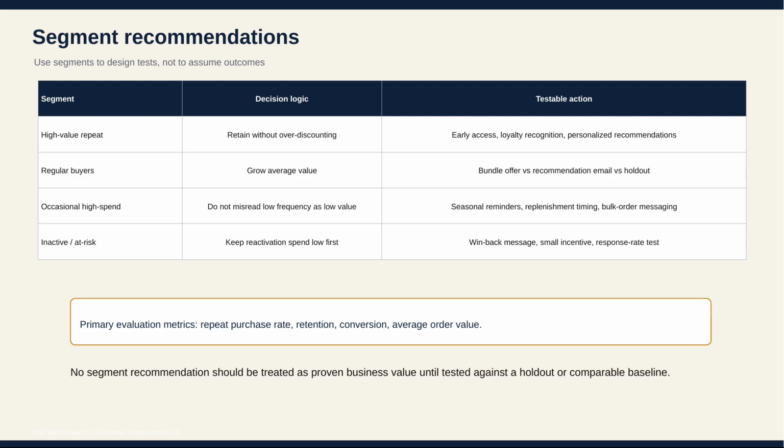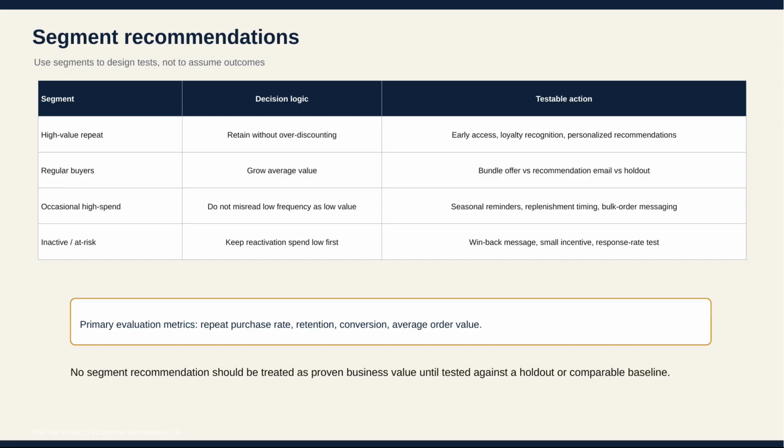This is a business slide. The point is not simply to name segments. It is to decide what to test. High-value repeat customers should not automatically receive broad discounts because they are already active. A better first test is loyalty recognition, early access, or recommendations.